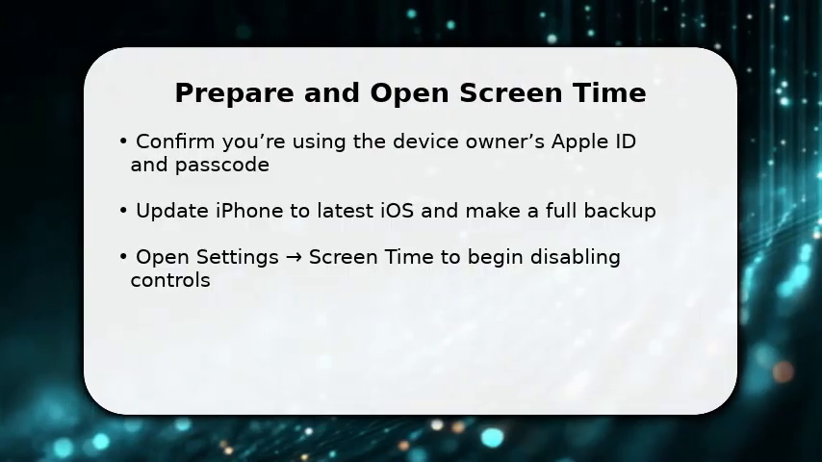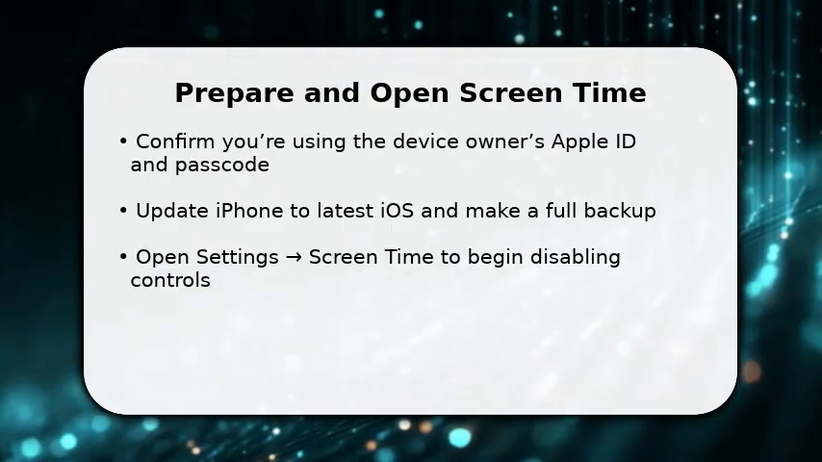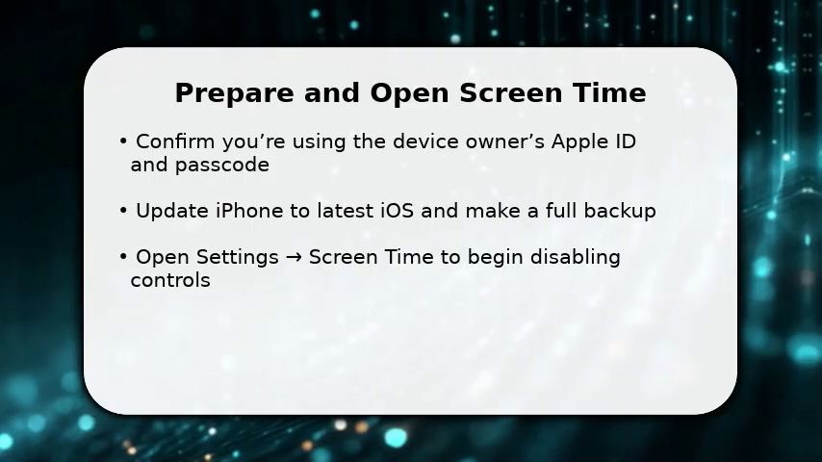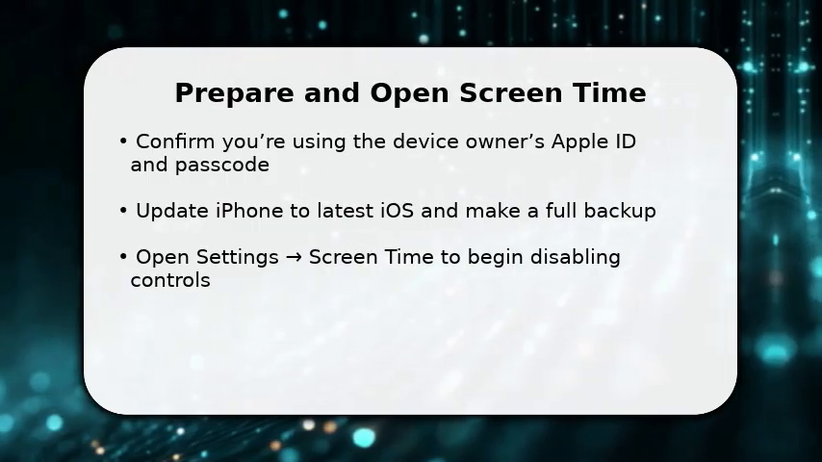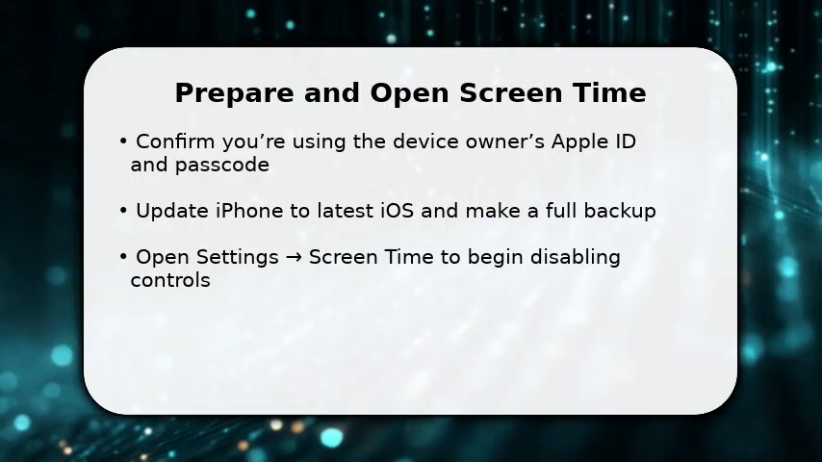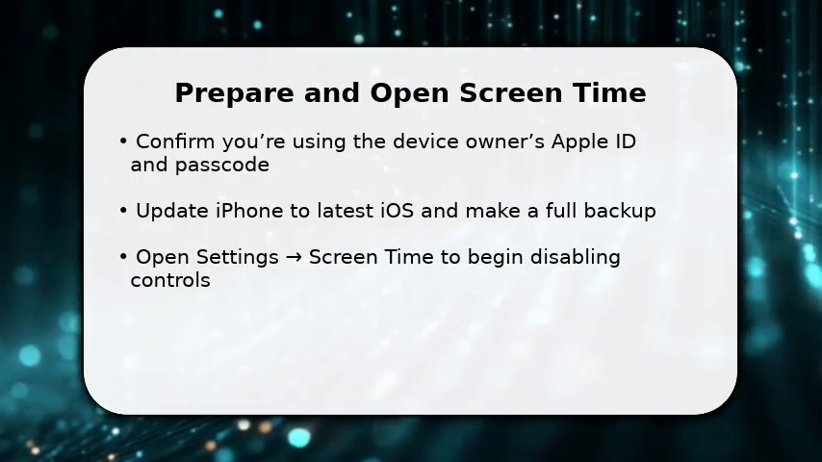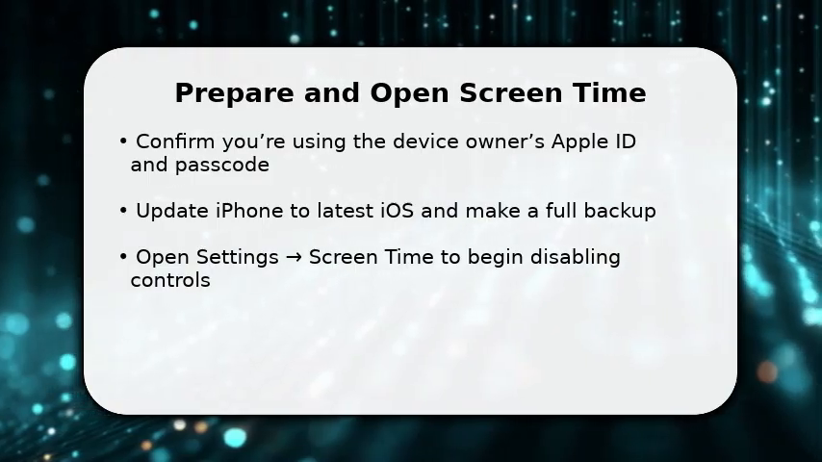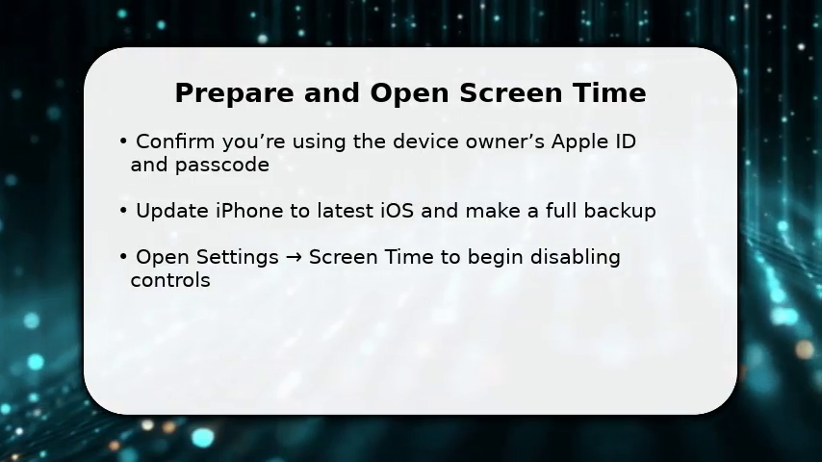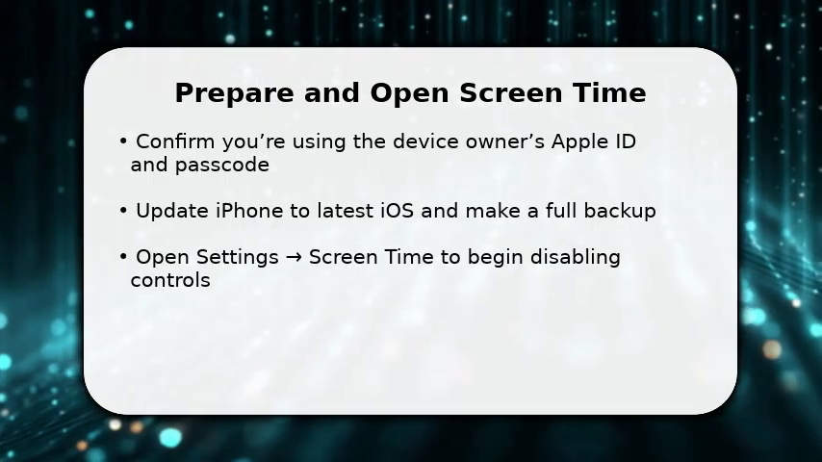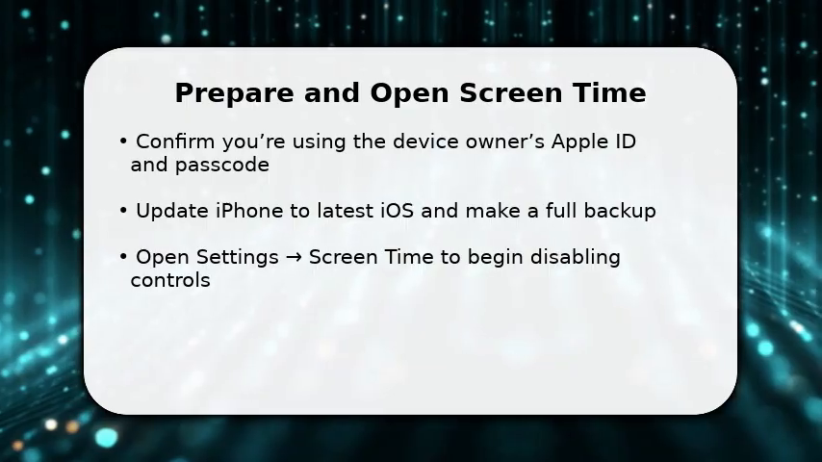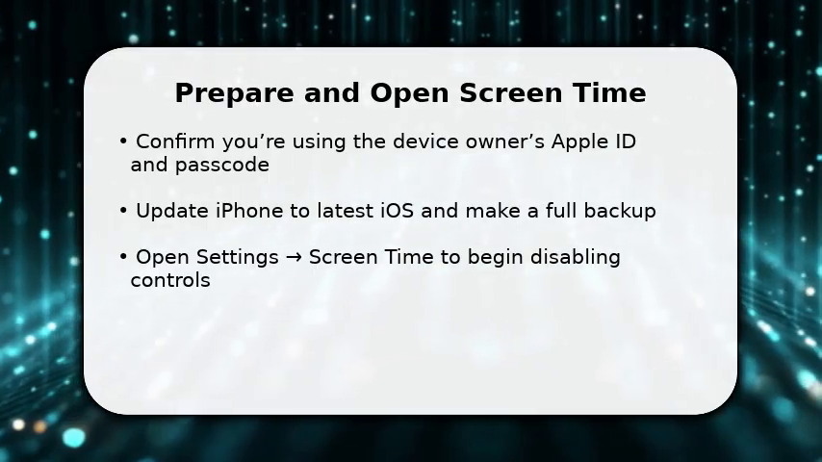You start by confirming prerequisites. You need the owner's Apple ID and the screen time passcode, or authorized access to the organizer account. Make sure iOS is up to date and perform a full iCloud or local backup so you can restore data if needed. Once ready, tap Settings, then Screen Time to access restrictions. This immediate step gets you into the control panel where you'll either enter the passcode or begin recovery. So do it now and don't skip the backup.